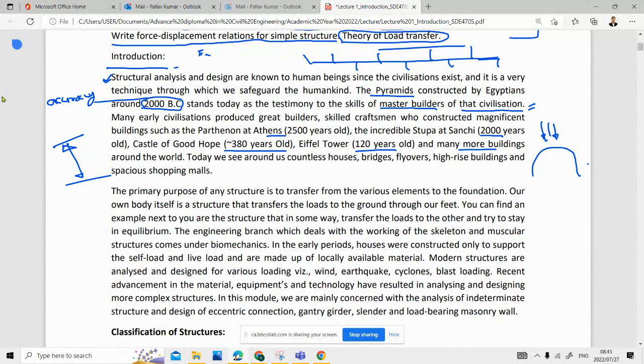So what is the purpose of arches? I hope you have studied how to solve two pin arch and three pin arch. Did you do that in your previous classes? How to solve arches? Yes. So tell me, what is the purpose of arch, Ethan? Can you speak on that? Can you hear me? Can you tell me something about arch? Hello, sir. Can you hear me? Yes, I can hear you.